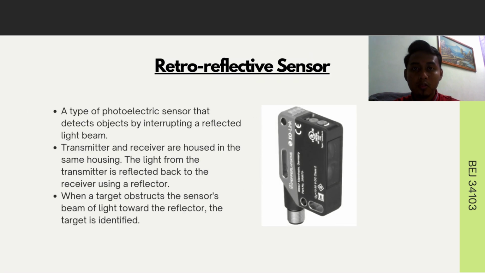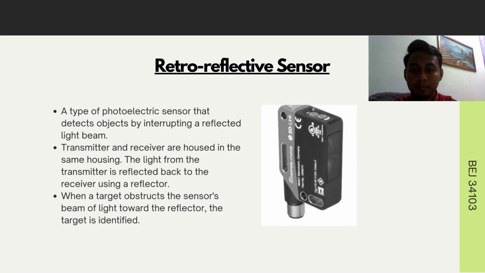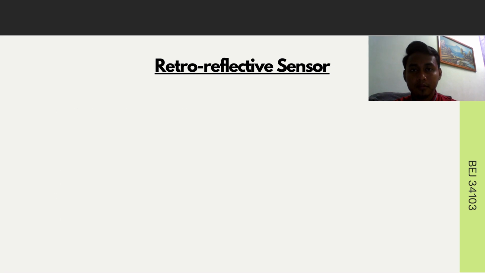Next one is the retroreflective sensor, which is a type of photoelectric sensor that detects objects by interrupting a reflected light beam. The transmitter and receiver are housed in the same housing. The light from the transmitter is reflected back to the receiver using a reflector. When a target obstructs the sensor's beam of light towards the reflector, the target is identified.